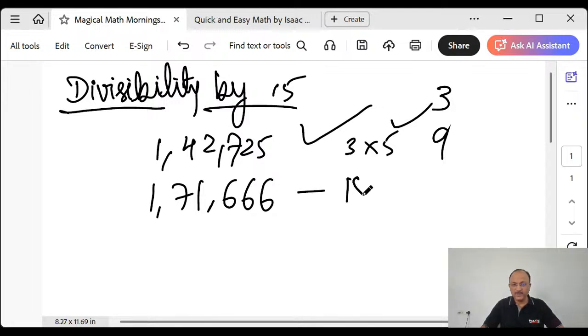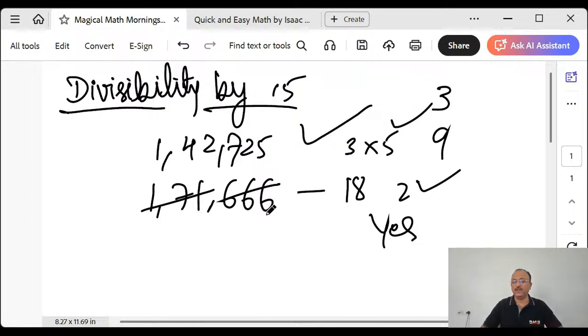Now check whether this number 1,71,666 is divisible by 18. Please check. How fast I will do, I will tell you. 18, directly I will go for 2. Even number, yes. Then I will go for 9. 1 plus 7 plus 1, 9. We cancel. And 6 3s are 18. That is also divisible by 9. So directly yes, we'll say. You understood how fast we do?